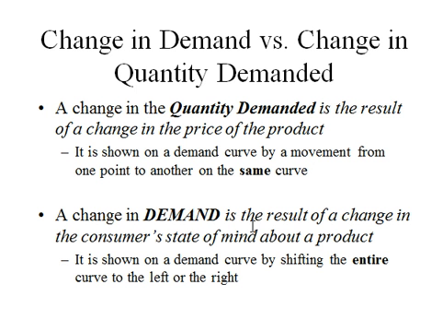And here's a big one that's kind of confusing. A change in quantity demanded is going to be the result of a change in the price of the product. So it's going to be on the same demand curve, it's just going to move along the curve, versus a change in demand where the entire demand curve is going to shift left or right.